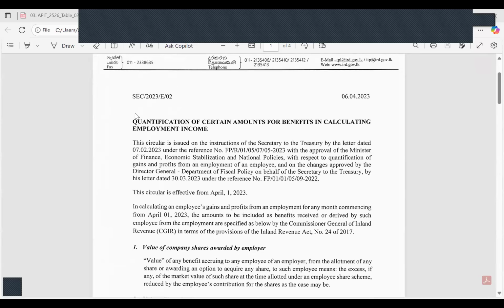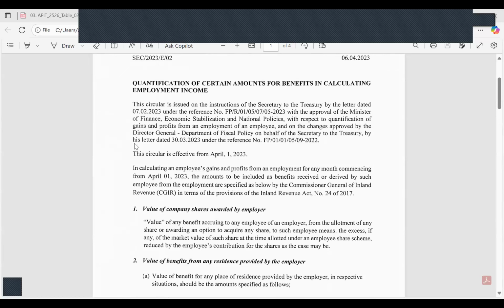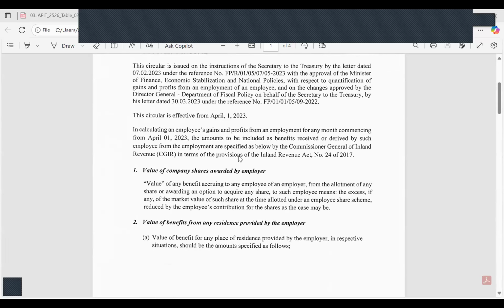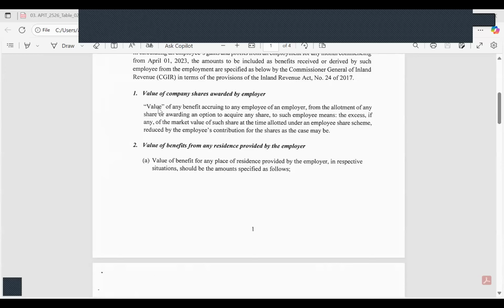So the heading of this circular is quantification of certain amounts for benefits in calculating employment income. So when we are receiving some income, we should quantify that income for the ascertainment of employment income. This circular is effective from April 1st, 2023. So in calculating employees' gains and profits from an employment for the period commencing from this date, we should use this circular. So it says value of company shares awarded by employer.